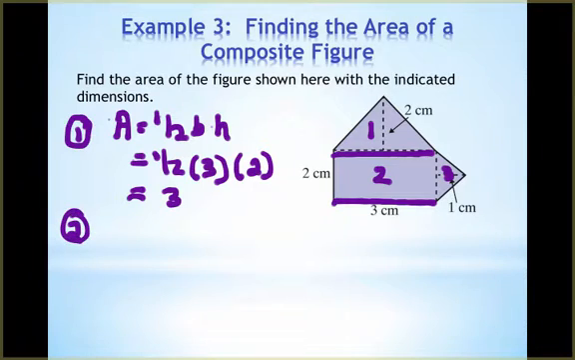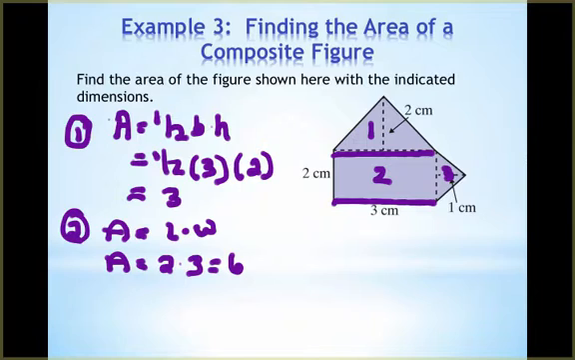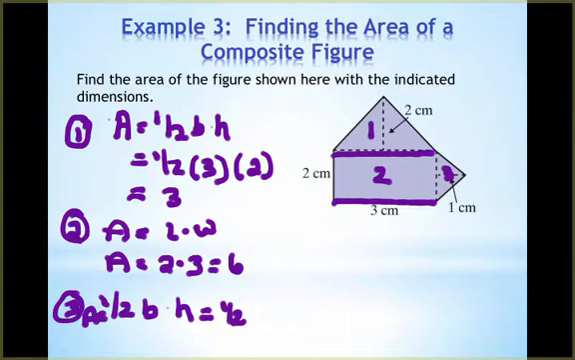For shape number 2, that's the rectangle, and its area is length times width. So that'll just be 2 times 3, which is 6. And then for shape 3, we have another triangle, and that's 1/2 base times height. But for this triangle, the base is going to be right here, which would be the same distance as that. So that's going to be 2 times the height, which is 1. And if I multiply that together, I'm going to get 1.